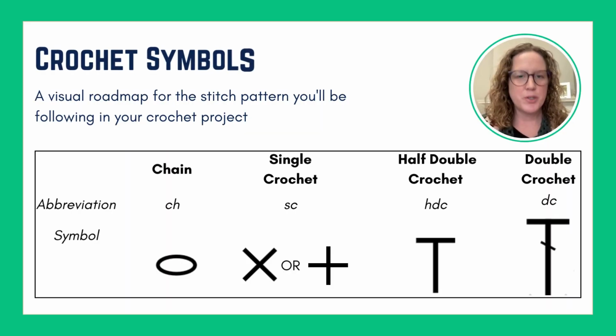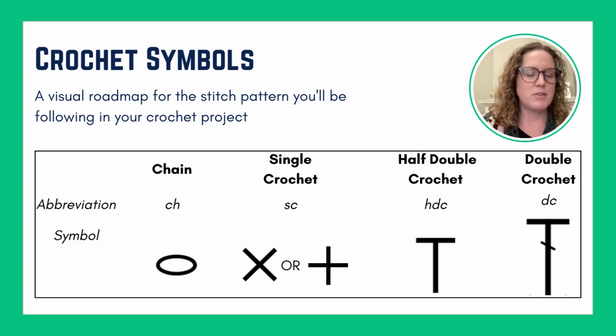Crochet symbols are a visual roadmap for the stitch pattern you will be following for your crochet project. Anytime you're working on a pattern, you're going to see one of two, possibly both, notations for how to construct the pattern. The first one would be your abbreviations. So you could see completely written English translated into crochet language in order to construct your crochet pattern. And the crochet instructions are just abbreviations of the full name of the crochet stitch.